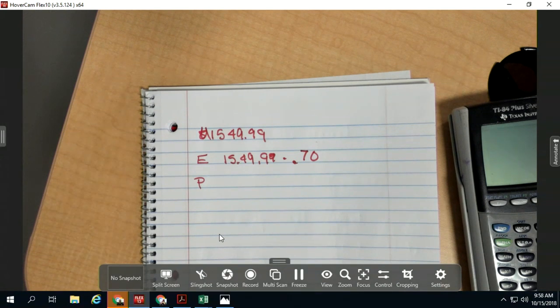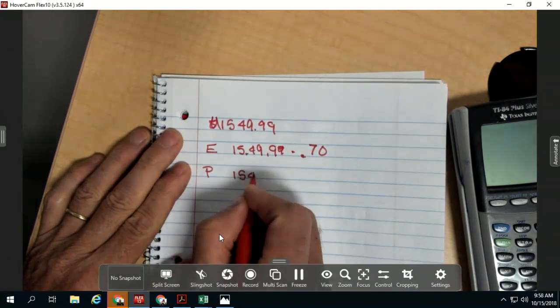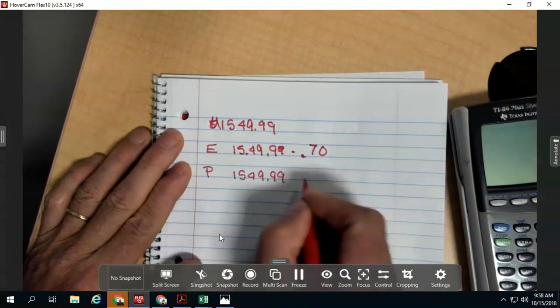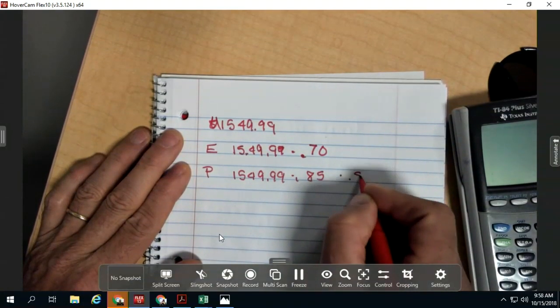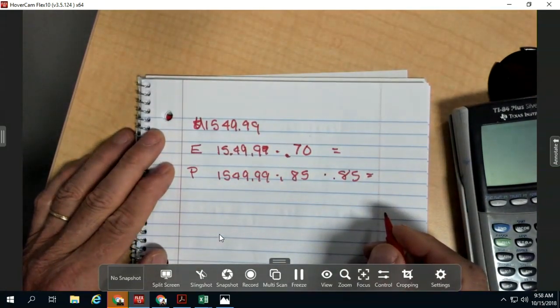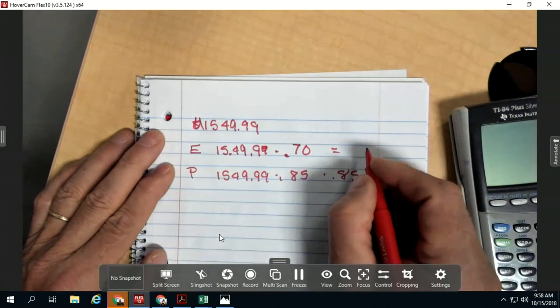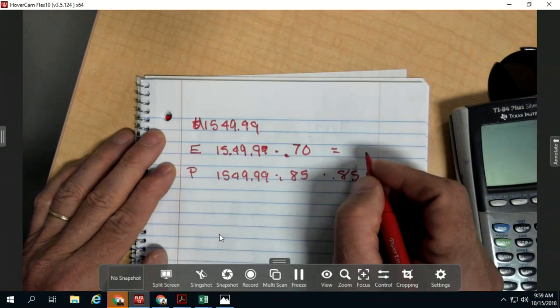How would you do the Paula method? Since you had the plan, how would you do the Paula method? Take that times 0.85 and then times 0.85 again. What did the first group get when you did that one? Is it 15 or 15 or 20?